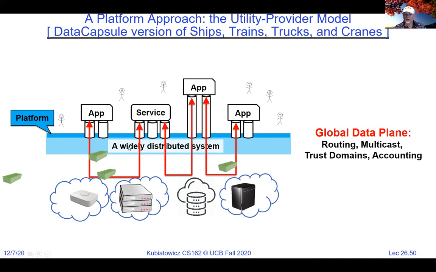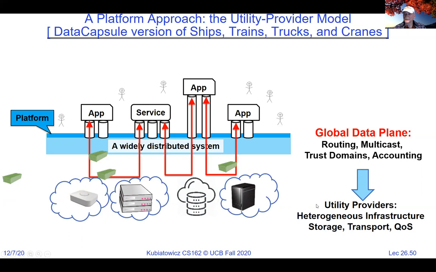Okay, it's a peer-to-peer system, just like IP as well, that does routing and multicast. It has things we call trust domains and accounting. Below, you can have many utility providers, kind of like Comcast or AT&T, that all provide service. And above, there's an API that allows all of these apps to access their data in the data capsules, okay? And so this is like me in my house calling a truck to pick up a shipping container, okay? And so this vision, if it is ultimately complete, is one where, instead of paying for IP service, you would pay for data capsule service, and you'd be able to store your data in a way that was secure, okay? And could be used anywhere you want, and you'd own your data.